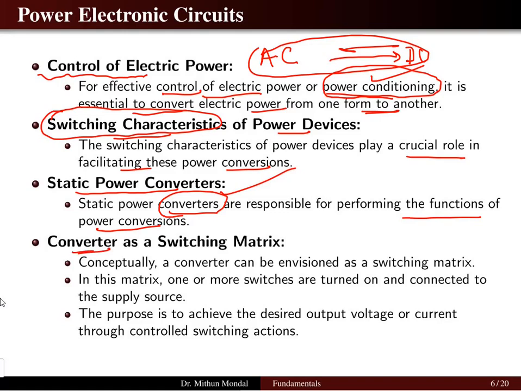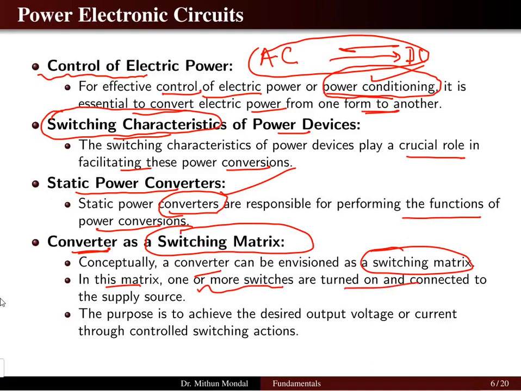Converters are not a single device, but a switching matrix. In one matrix you can think of many switches, one or more of which can be turned on and connected with the supply source. The purpose is to achieve the desired output voltage. How much output voltage you require and how much current you require is basically controlled with the switching action.